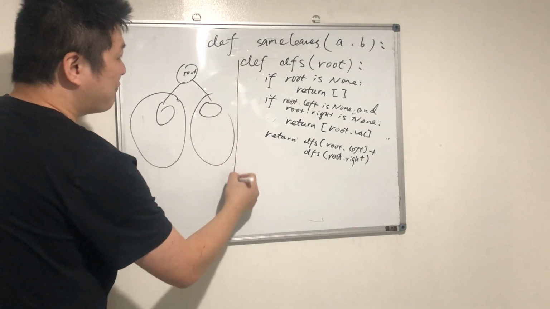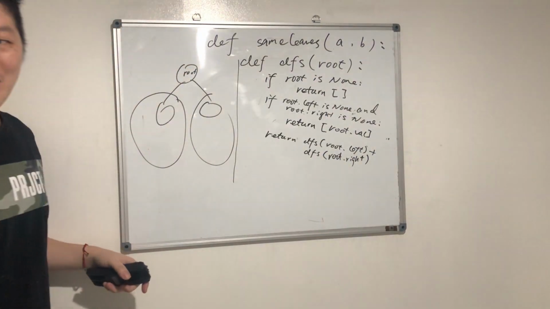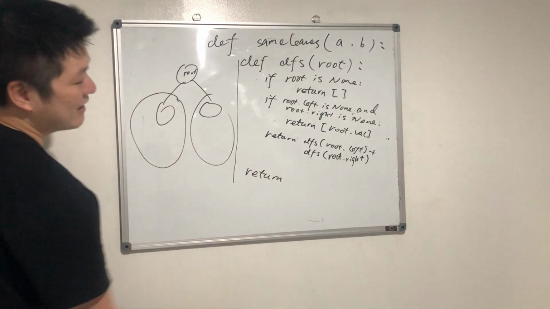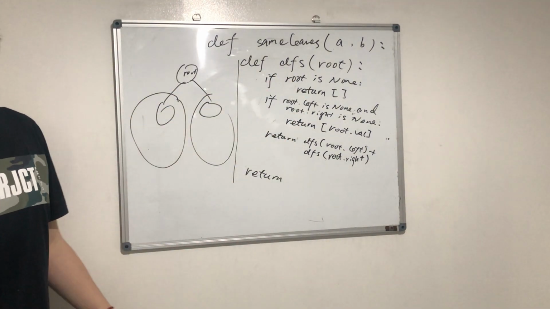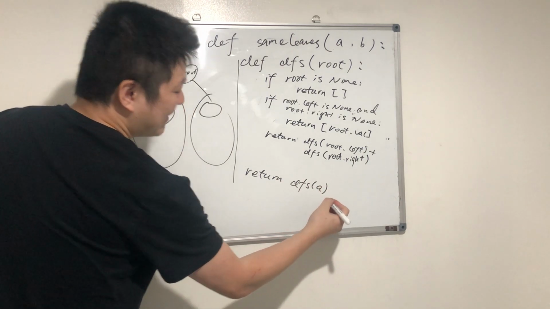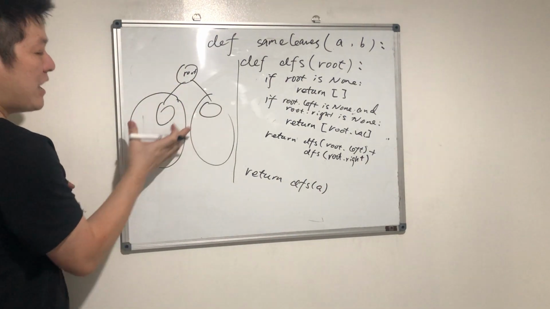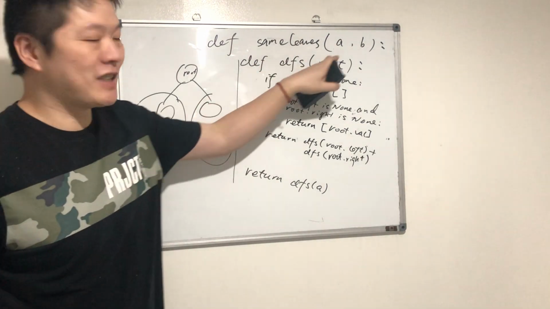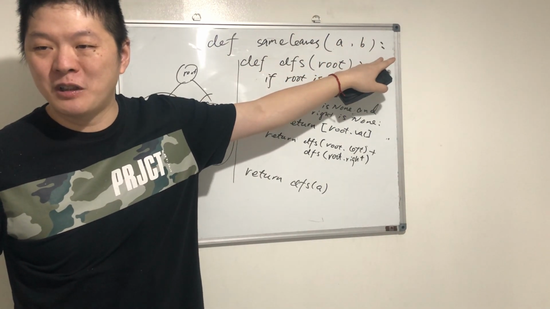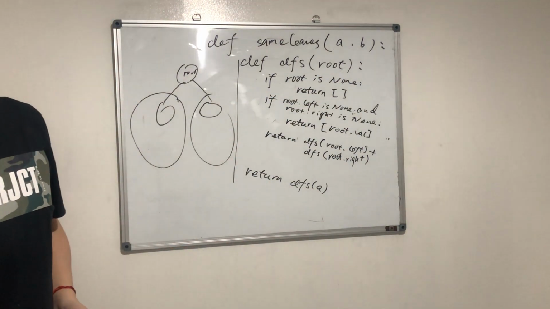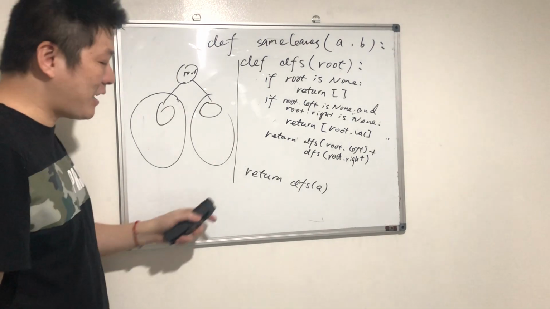And here, if we want to compare if two are the same, so return what? Can you guess? We have this function. So depth first search A. This is the leaf order of the tree A. We want to compare if it's the same as the depth first search of root of another tree. So what should I write here? Something about B? Yes, something about B.